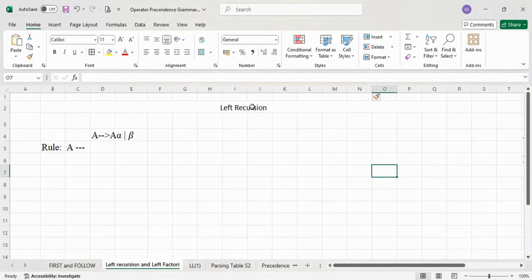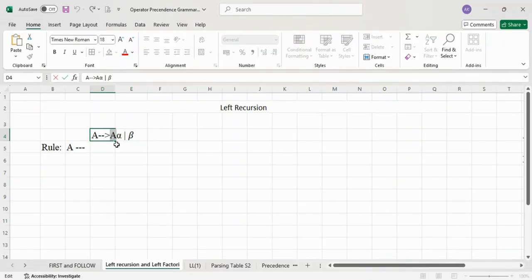Left recursion. A grammar is said to be left recursive if it has a production of the form mentioned here. If you observe the leftmost variable of RHS, it is similar to the one which is on the LHS. If the grammar is of this form, then you call the grammar left recursive. Because of this production, we say that it is left recursion, and this is any other production of my grammar where there is no left recursion.